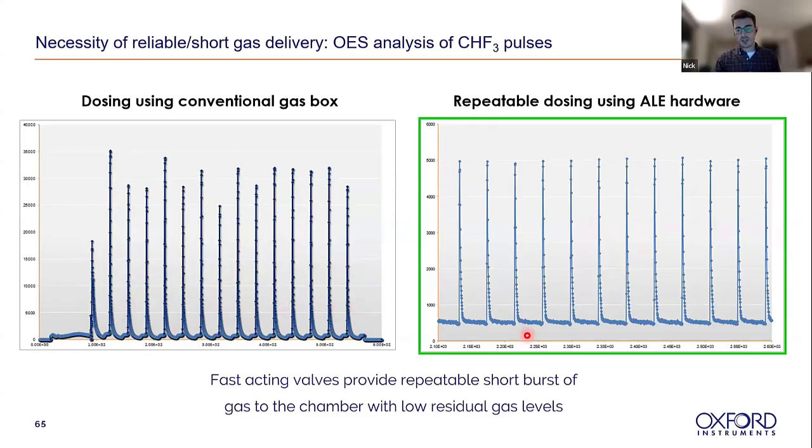Whereas if we use the fast-acting valves, you can see the intensity is pretty much constant for every single pulse of the CHF3. So it provides us this very short burst of gas into the chamber, which helps with process uniformity, process repeatability, but also helps make sure we have very low residual gas levels in the chamber because we're not overdosing and not having to do longer pulse times to compensate for this variability. We can get away with very short.